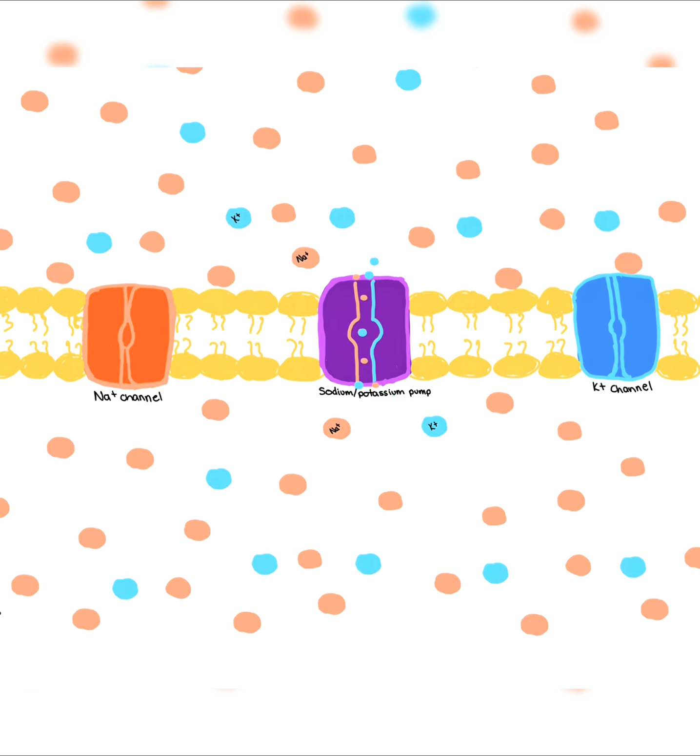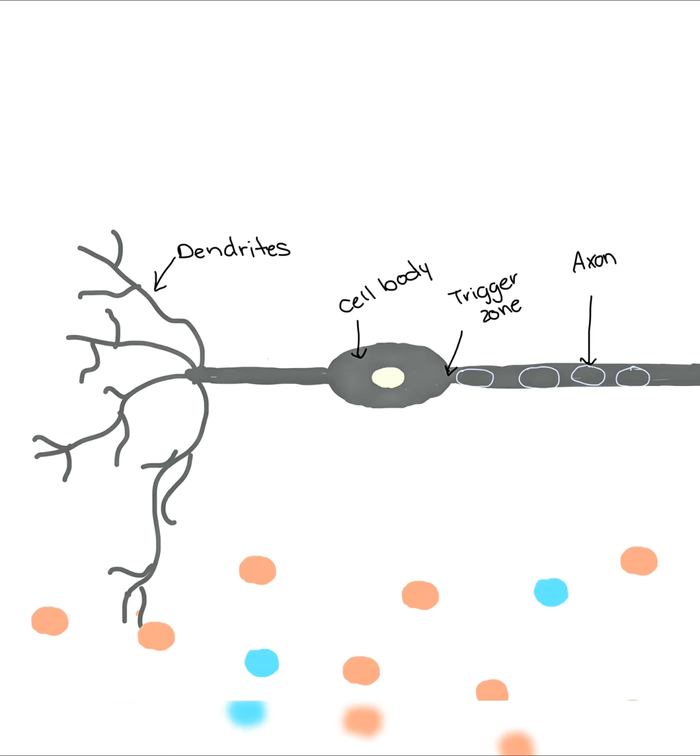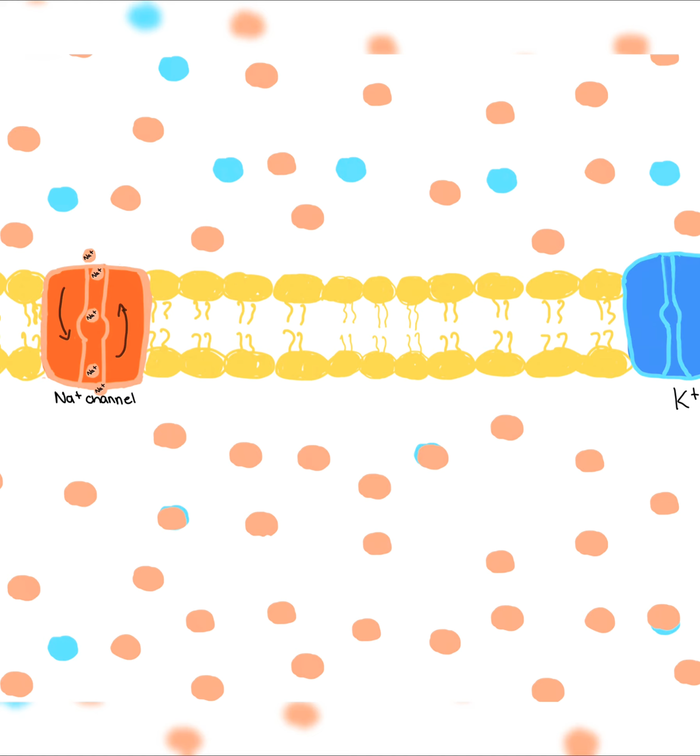Local potential occurs when the neuron's membrane is depolarized. This occurs when the dendrite is stimulated by a chemical, light, temperature changes or pressure, making sodium gates open and diffuse in the ICF.